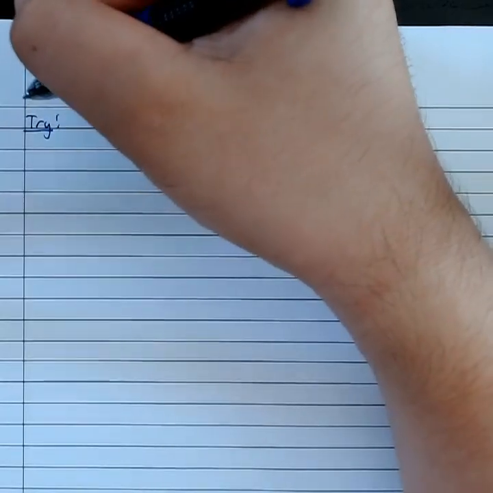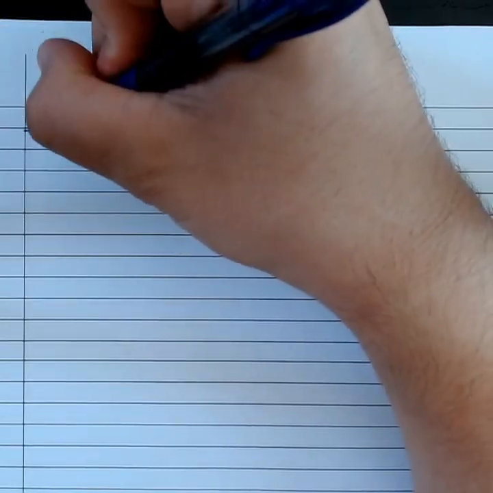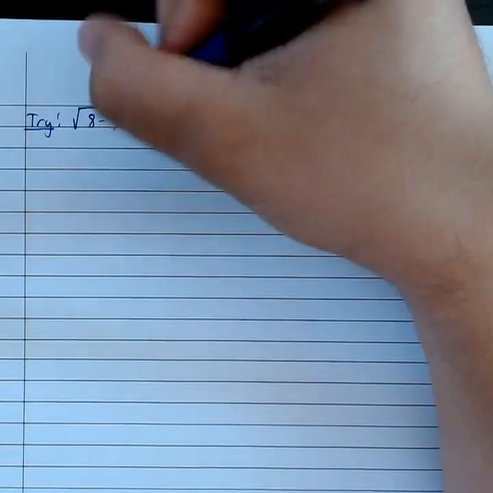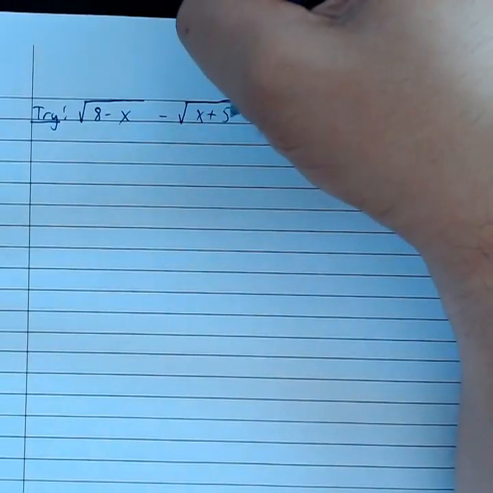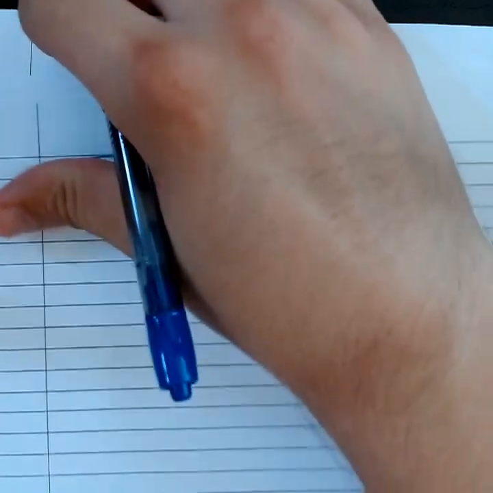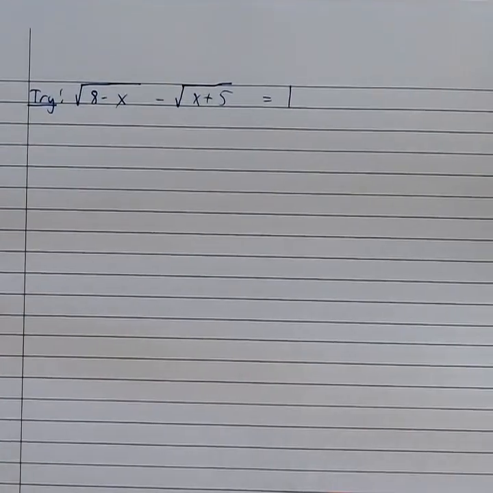Let's see. Let's have you try the square root of 8 minus x minus the square root of x plus 5 is equal to 1. All right, so go ahead and give that a try. And once you get a solution, and again, make sure that you've checked to make sure that you don't have any extraneous solutions, you can go ahead and unpause the video and we'll go through it together.